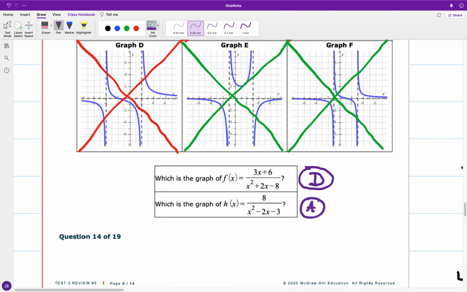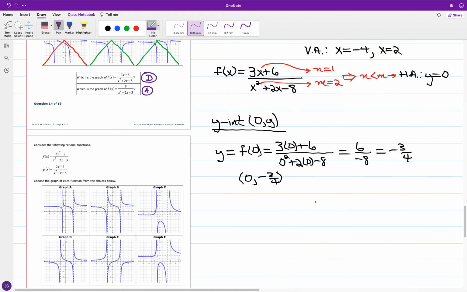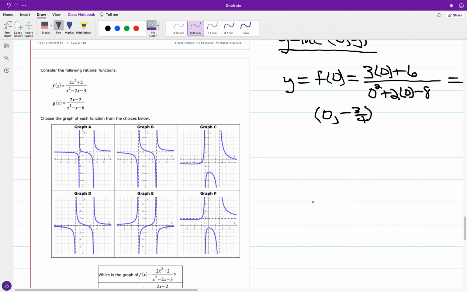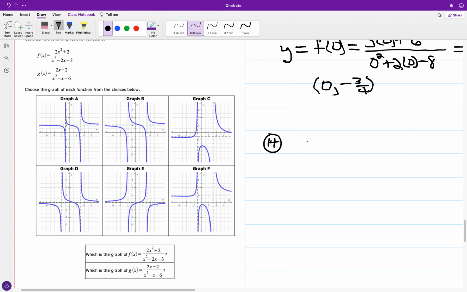Now, for what we have in the case of item 14, we have again another pair of rational functions, and we have f of x is equal to 2x squared plus 2 all over x squared minus 2x minus 3. And if I go ahead and factor this out, 2x squared plus 2 all over x squared minus 2x minus 3.